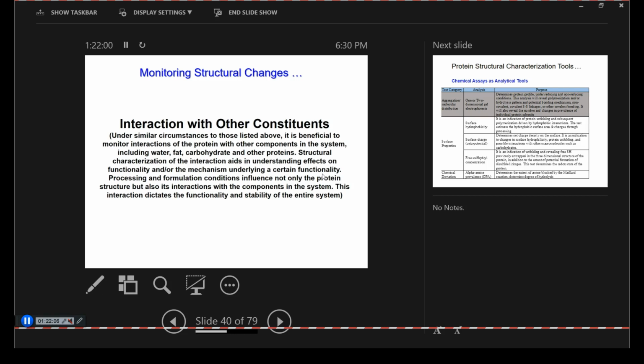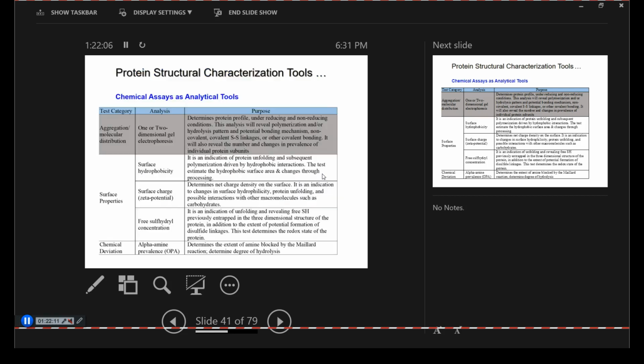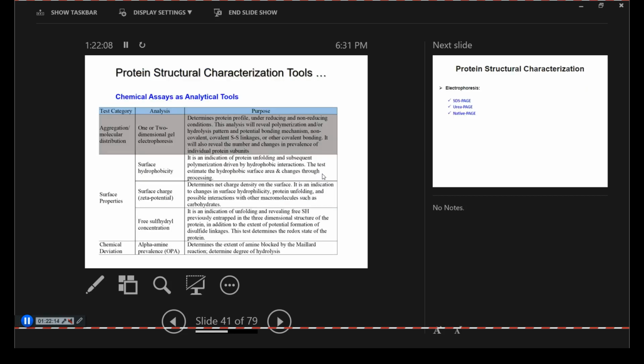Okay. So now that we established that protein structure is important, let's look at ways that we characterize protein structure. There are chemical assays as well as analytical tools that are instrument-based. So the chemical assays, I categorize them into different test categories. We can look at aggregation and molecular distribution. We can look at surface properties. We can look at chemical deviation.